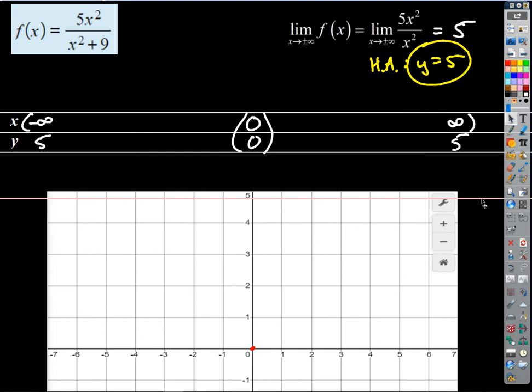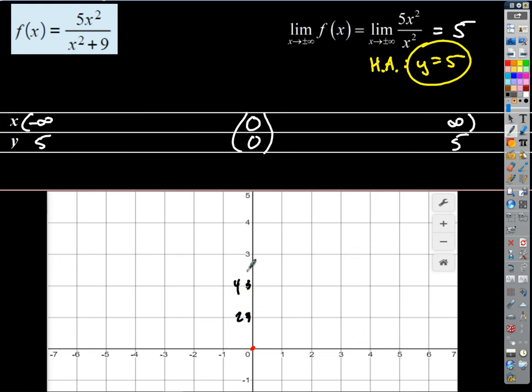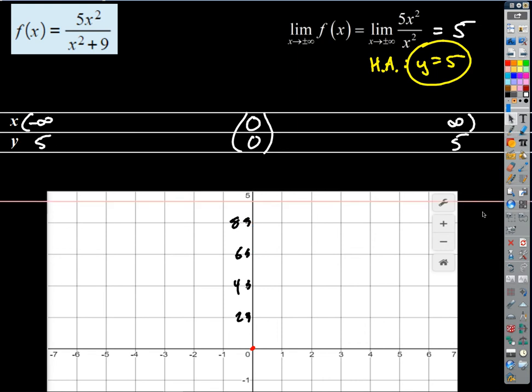Whoops, those are bad numbers on there. I'm going to change these. We're going to go by 2s. So that's going to be 2, 4, 6, 8. There we go. So there's our horizontal asymptote, y equals 5.